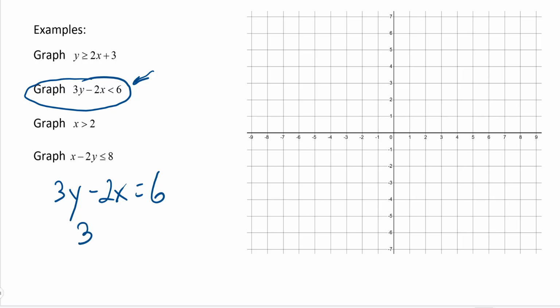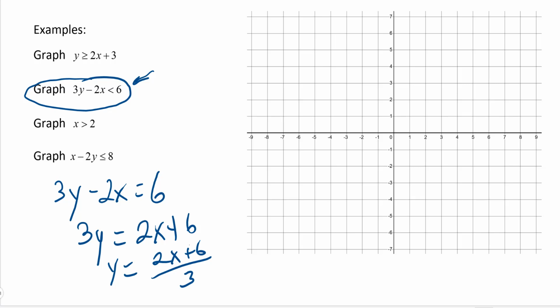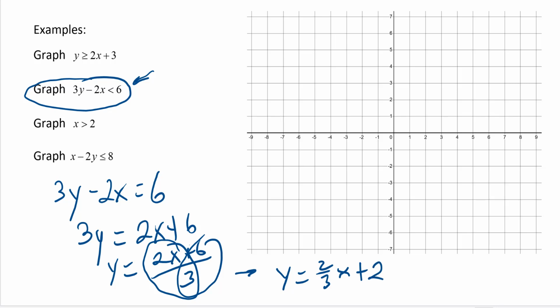So I will add 2x to both sides. I get y equals 2x plus 6. And then I'm going to divide both sides by 3. I get y equals (2x plus 6) over 3. And that's the same as saying y equals 2x over 3, or 2/3 x, and 6 over 3, or 2. Luckily, my y-intercept is a whole number, so that's easy to plot.